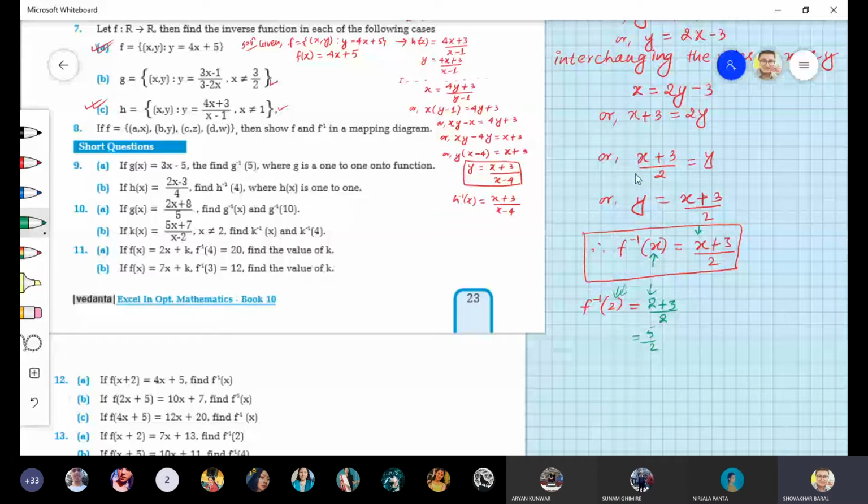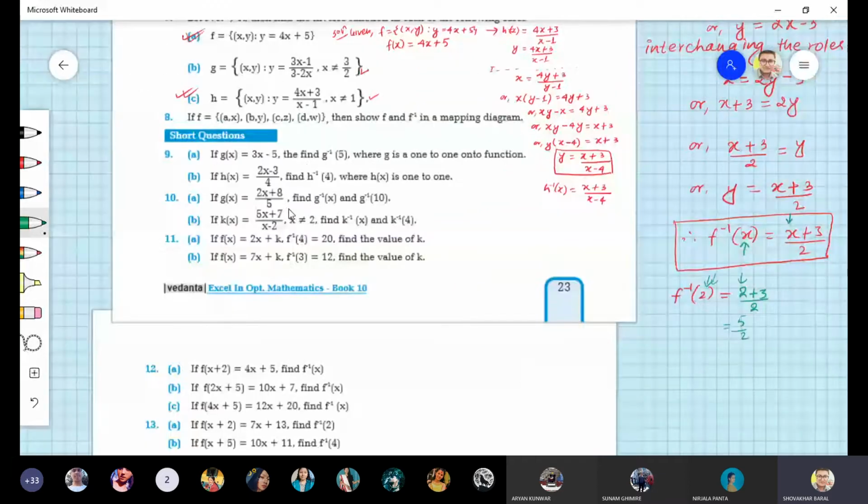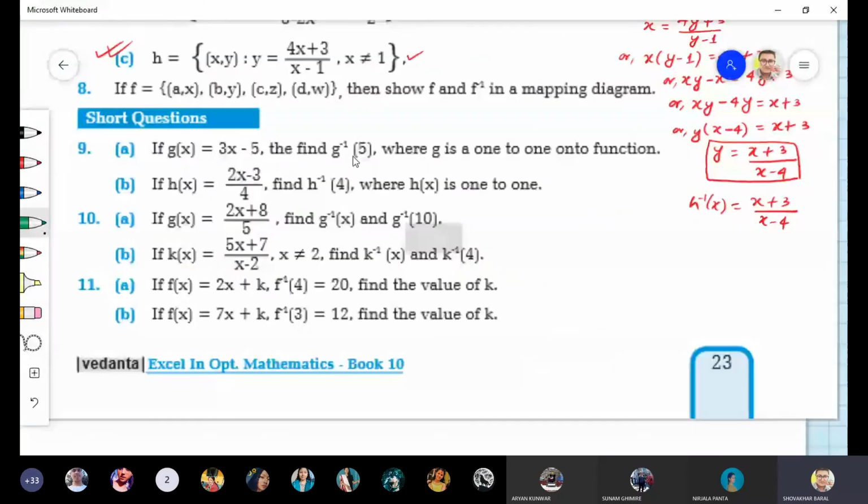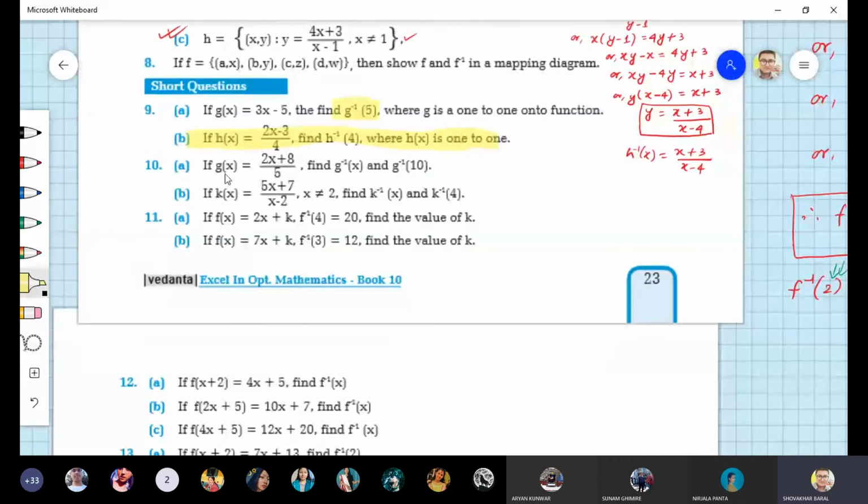I think you can solve this question. At first, just find g inverse x. Then replace x by 5, and you will get g inverse 5. Similarly, you can solve question number 9B easily. At first find h inverse x, and then find the value of h inverse 4. Similarly, question numbers 10A and 10B use the same approach.